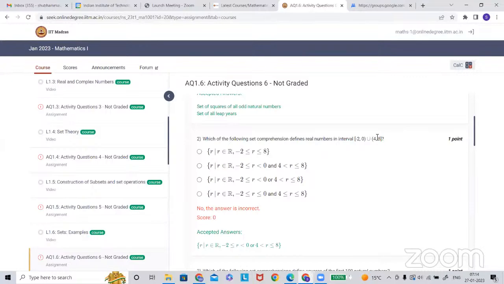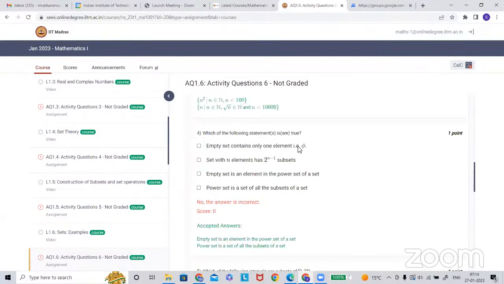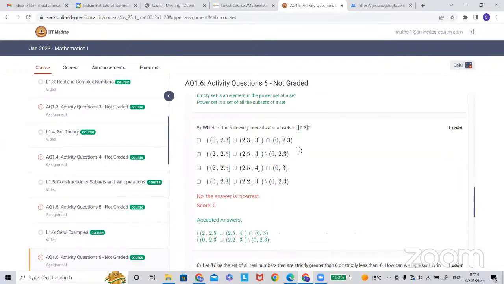Okay, sir. Answer question number 5 also in this activity only. What's your doubt here? I didn't understand this whole question. Okay. Draw a number line and look at that. Sir, how to find intersection and union for two intervals?